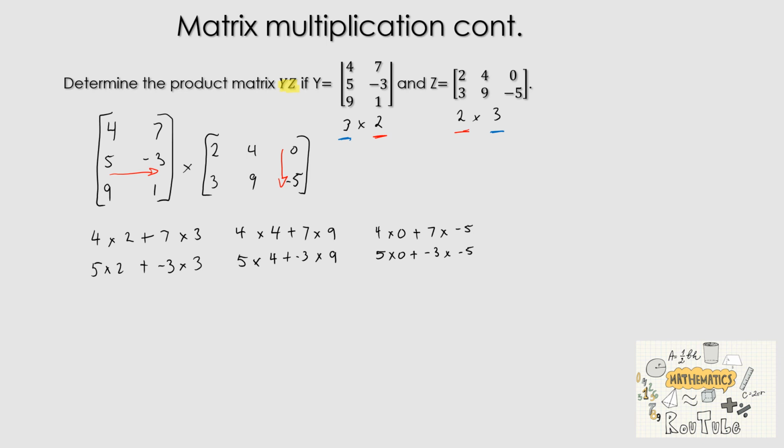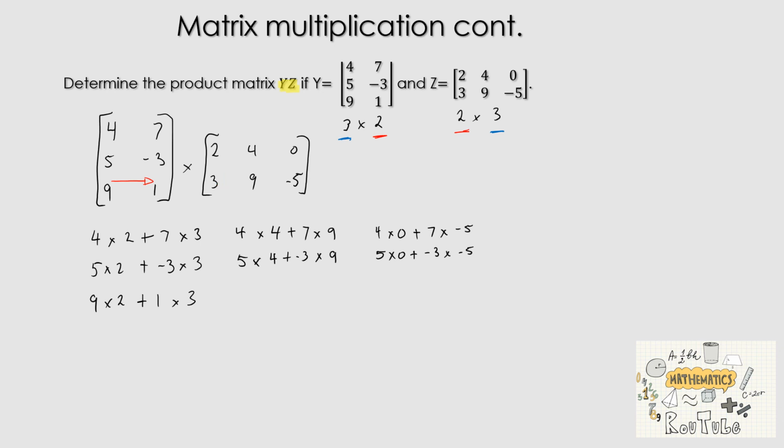And now that we've finished the second row, again we start all over again with the third row. So now we're going to run across the third row and then down the first column. So then we should have 9 times 2 plus, and we're running and diving, 1 times 3. And then now we're done with that column.